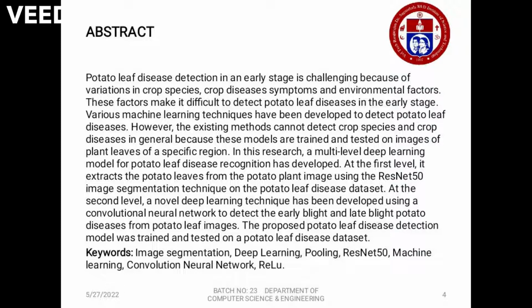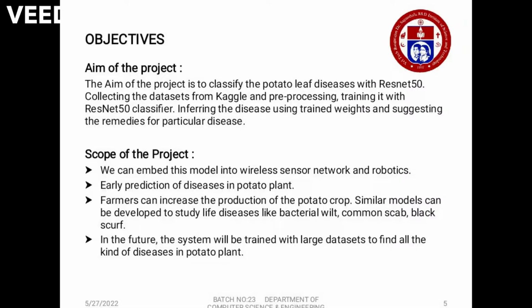In this research, a multi-level deep learning model for potato leaf disease recognition has been developed. At the first level, it extracts the potato leaves from the potato plant image using the ResNet50 image segmentation technique on the potato leaf disease dataset. At the second level, a novel deep learning technique has been developed using a convolutional neural network to detect the early blight and the late blight potato diseases from the potato leaf images. The proposed potato leaf disease detection model was trained and tested on a potato leaf disease dataset.